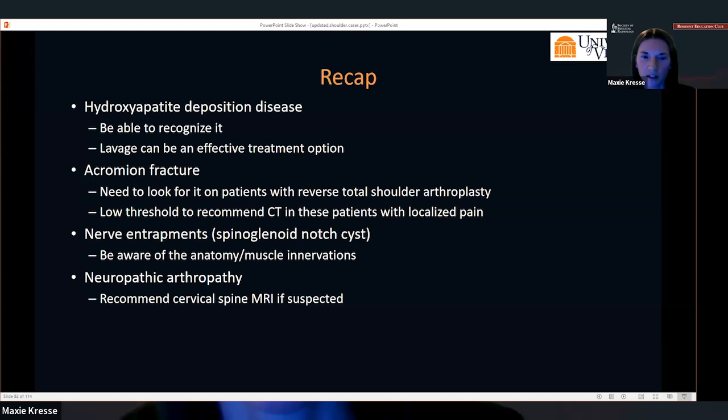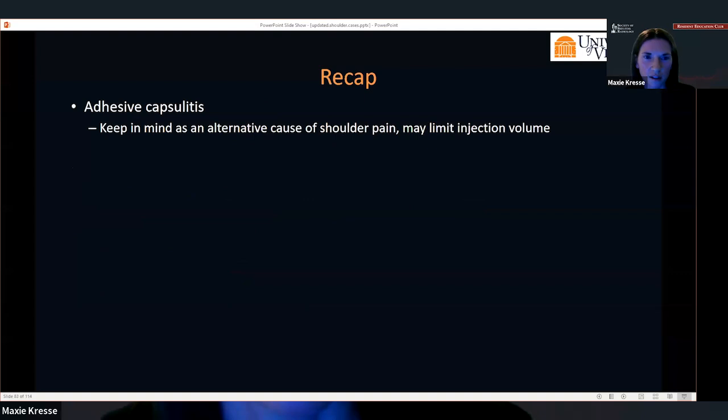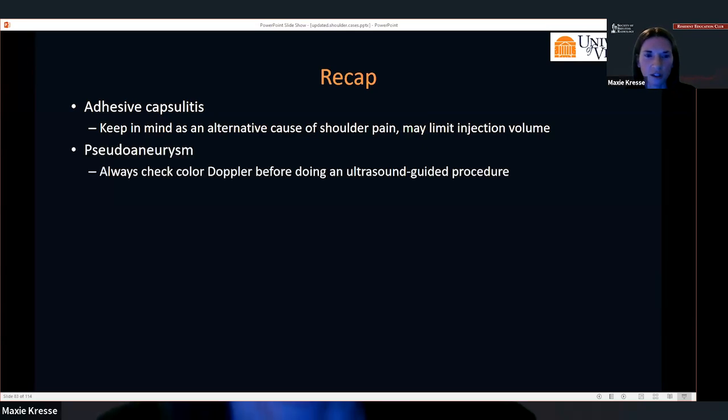Neuropathic arthropathy, remember the cervical spine MRI. Adhesive capsulitis, just remember it as a cause of shoulder pain. It can make your injection a little bit more difficult. Pseudoaneurysm, always check color flow. Ewing sarcoma, be wary of satisfaction of search.